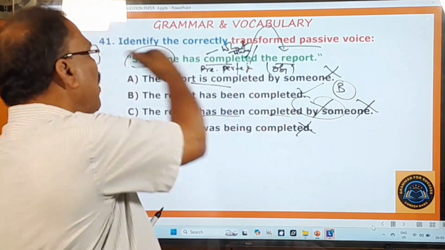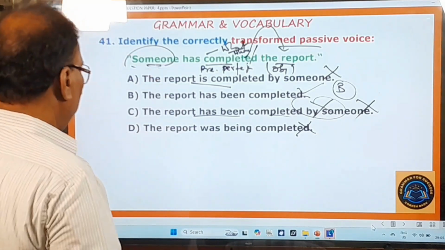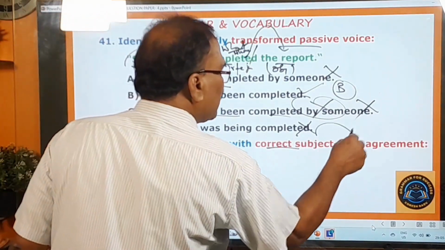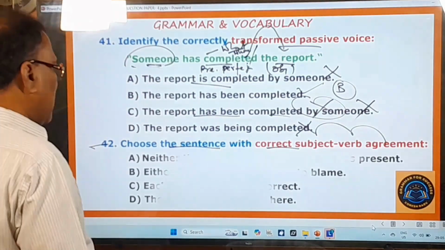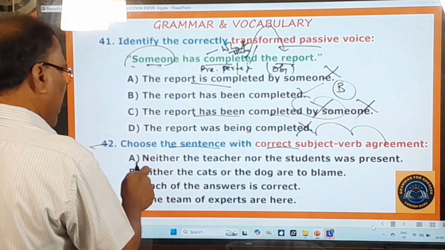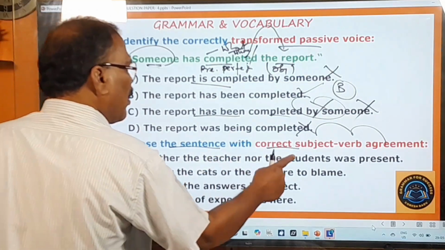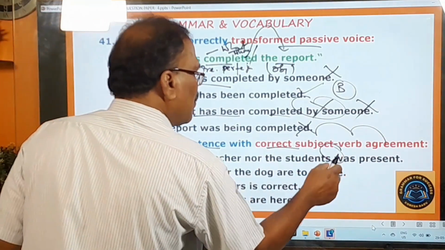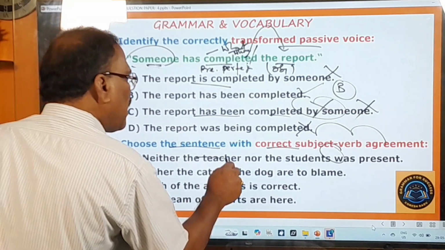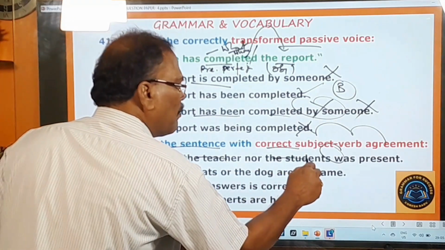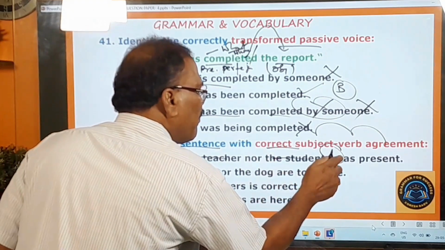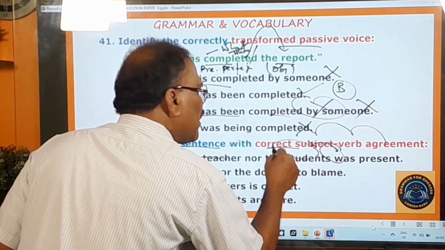Okay, now you move on to the next question. 42nd question. Choose the sentence with the correct subject verb agreement. What is that sentence where there is correct subject verb agreement? Here you pay attention. Neither the teacher nor the students was. So here this neither nor is joining one singular noun and the plural noun. So you know very well, whenever that is the case, the helping verb will agree only with the subject that is near to it.